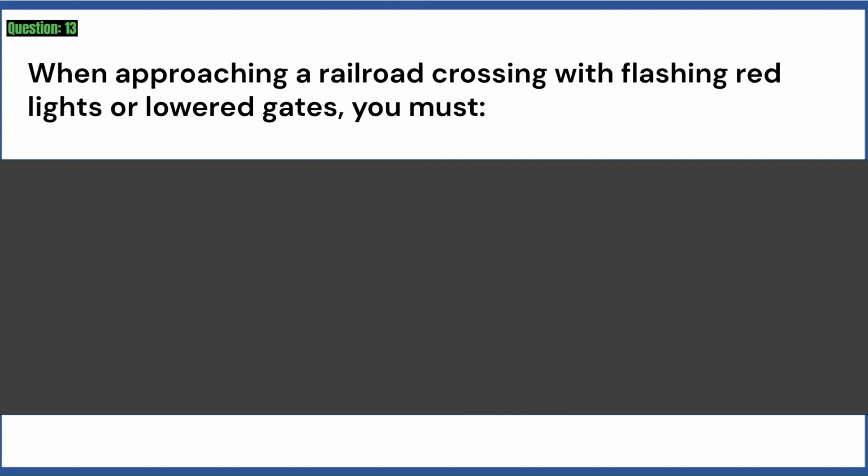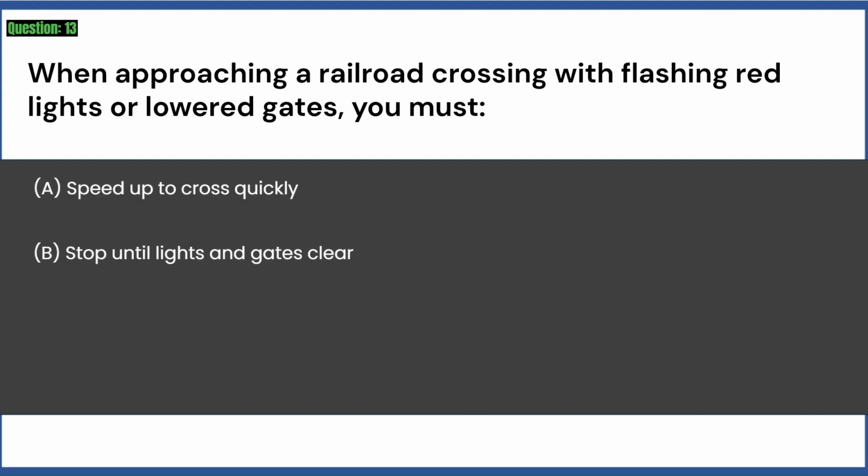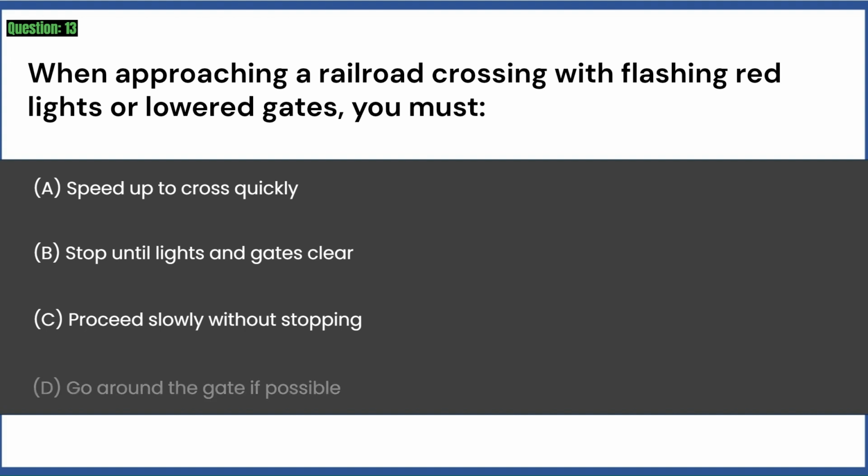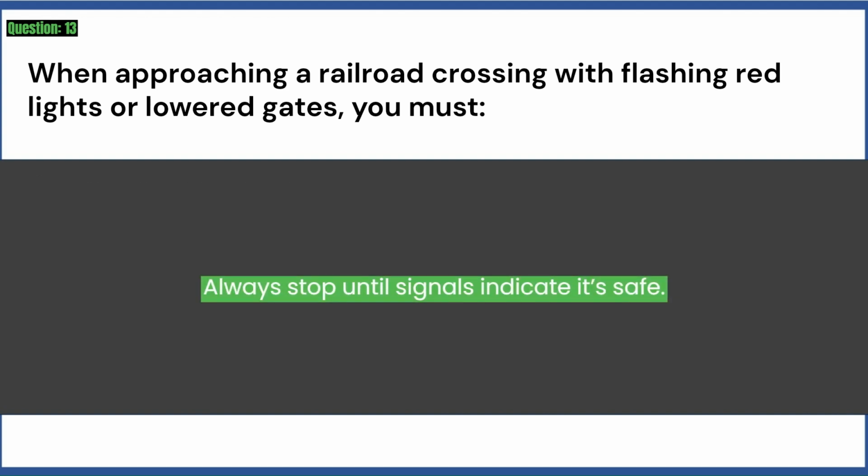When approaching a railroad crossing with flashing red lights or lowered gates, you must A. Speed up to cross quickly. B. Stop until lights and gates clear. C. Proceed slowly without stopping. D. Go around the gate if possible. Answer, B. Always stop until signals indicate it's safe.